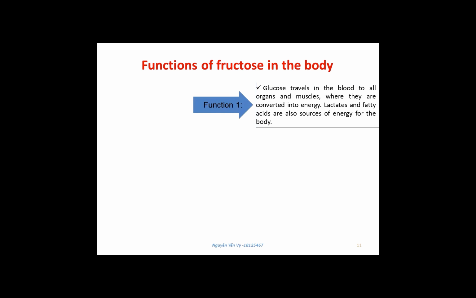Glucose travels in the blood to all the organs and muscles, where it is converted into energy. Fructose and fatty acids are also sources of energy for the body.